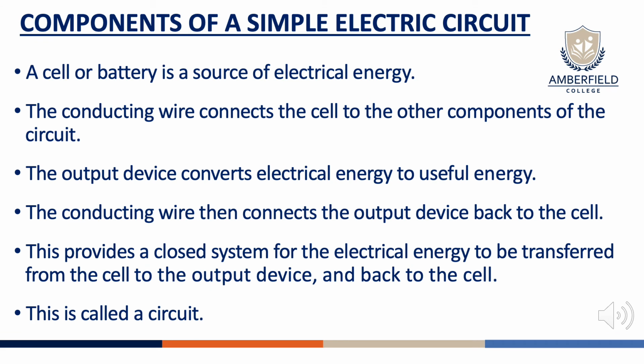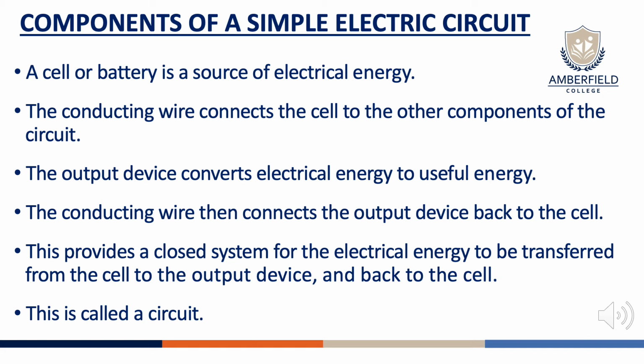And components of a simple electrical circuit. A cell or battery is a source of electrical energy. The conducting wires connect the cell to the other components of the circuit. The output device converts electrical energy into useful energy. So let's just say we were hooking up a battery, a copper wire, and a light bulb. The useful energy would be light.